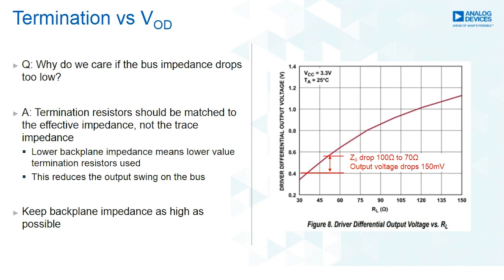So as Z0 drops from, say, 100 ohm to 70 ohm, you will drop the termination resistors from 100 ohm to 70 ohm. But this has the consequence of actually reducing the output voltage from the transceiver by 150 millivolts. And there's a practical limit to this. If you keep reducing the output voltage, eventually it's not going to be significant enough for the receiver sensitivity on the backplane. So really what we would strive to do is to keep the backplane impedance as high as possible. And we'll discuss that in the next slide.